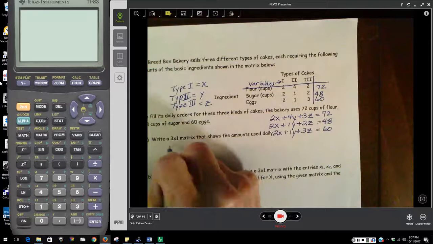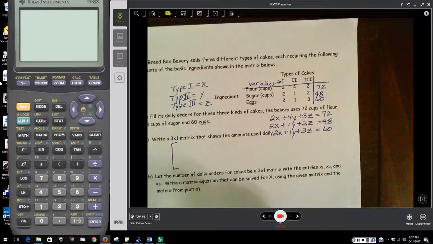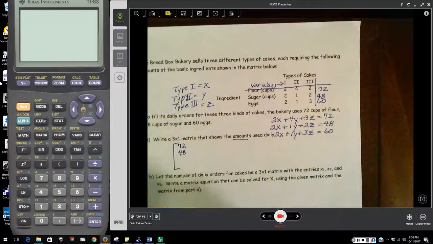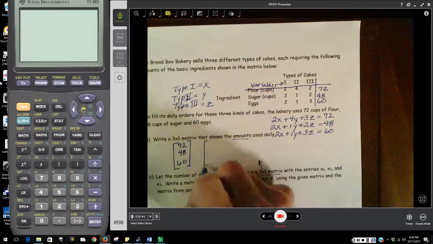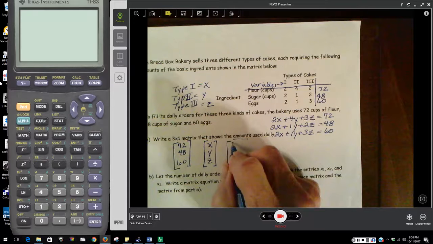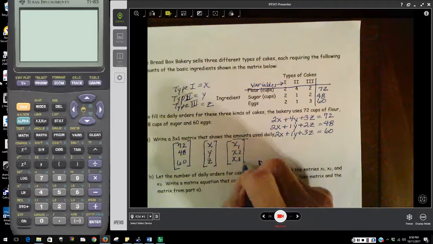From that, you get your matrix. This is going to be a 3x1 matrix, and it's going to give you the amounts used daily. So the 3x1 matrix in this case is going to be the 72, the 48, and the 60. And then it says, as we've done that before, let the number of daily orders for cakes be a 3x1 matrix with entries x1, x2, x3, and then write a matrix equation that can be solved for x using the given matrix and the one from part A. Well, this is basically telling you that the 3x1 matrix is going to be simply x, y, z, or it could be x sub 1, x sub 2, and x sub 3. The choice of those variables really doesn't matter.